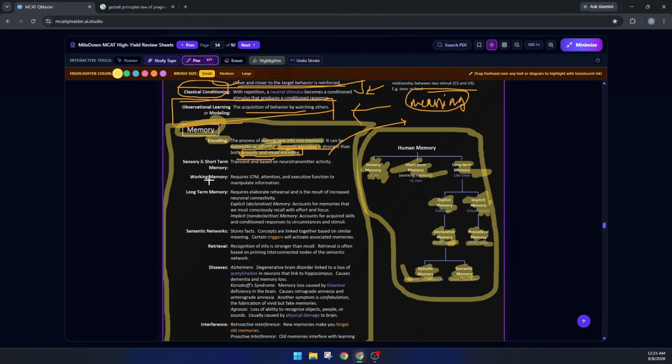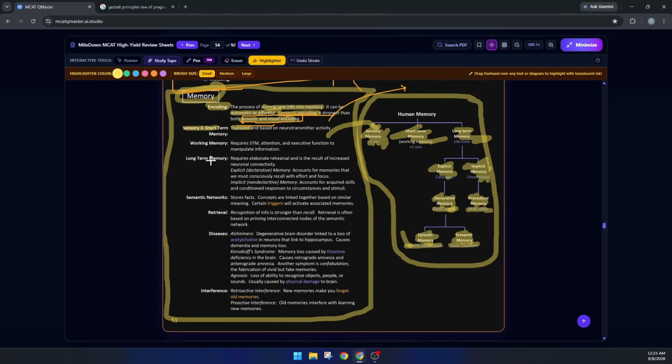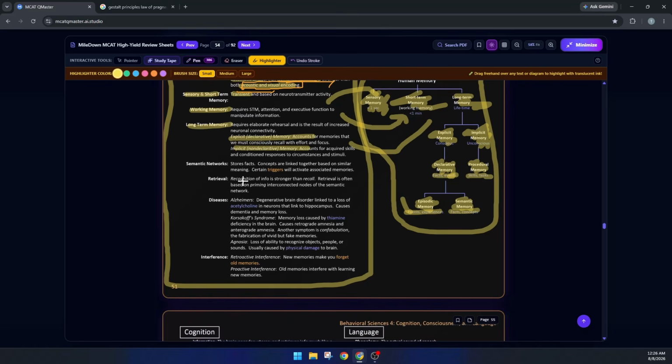Sensory and short-term memory. So this is over here. Transient means like short, right? Working memory is also short. So over here, long-term memory. Over here, we already went through all the different categories.